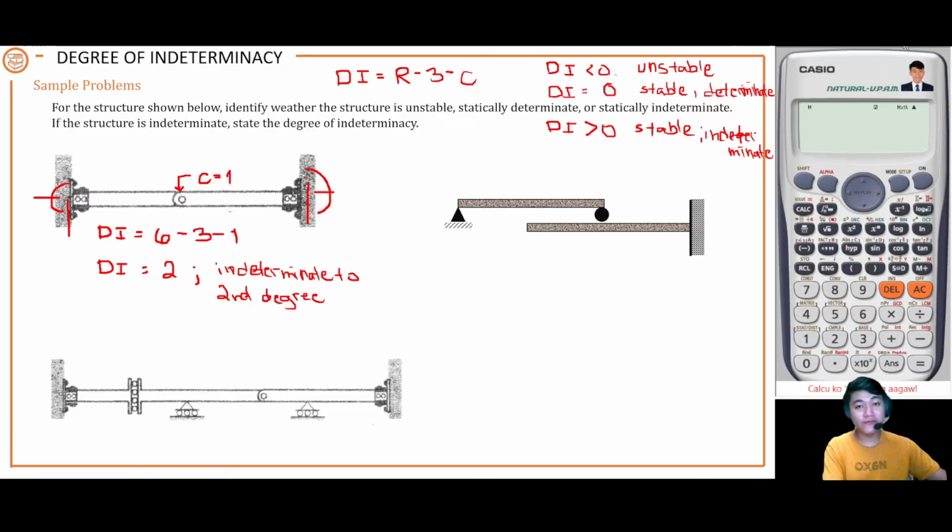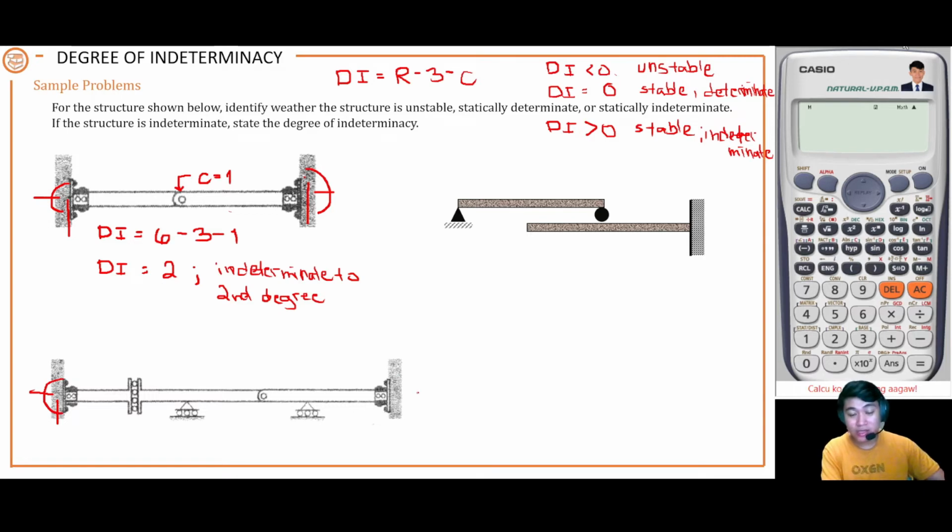Okay? Now for this problem, let's count the number of reactions. So 1, 2, this is a fixed support. So 3, a moment. Again, you have vertical reaction, horizontal reaction, and then a moment. Take note, a fixed support contains a moment.